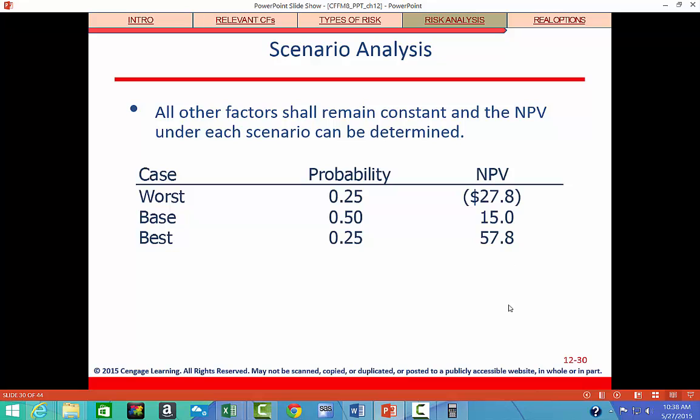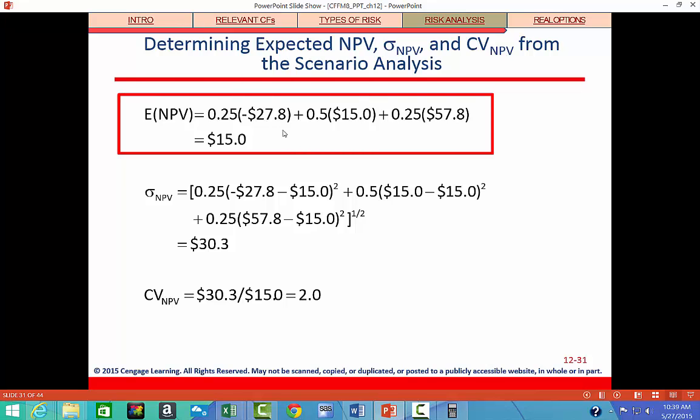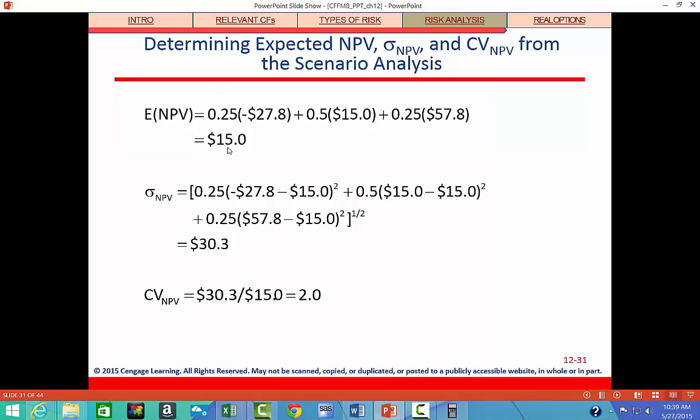So we can figure out what's the expected net present value because we have probabilities. So you take the first probability times the first expected net present value, and you just do a weighted average, and you get the expected NPV is a positive 15,000.